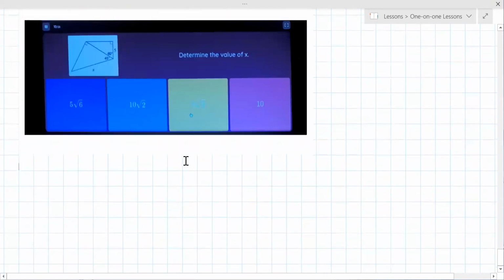Okay, so the problem here is you're finding the value of x. X is part of this 45, and this one's 45 over here, 90. So you really need to know something about this leg over here to be able to do this. So I'm going to draw the top triangle first. It's 5, that's 60. The 60 is across from the long leg, so 30 is across from the short leg. So this is the short leg here.